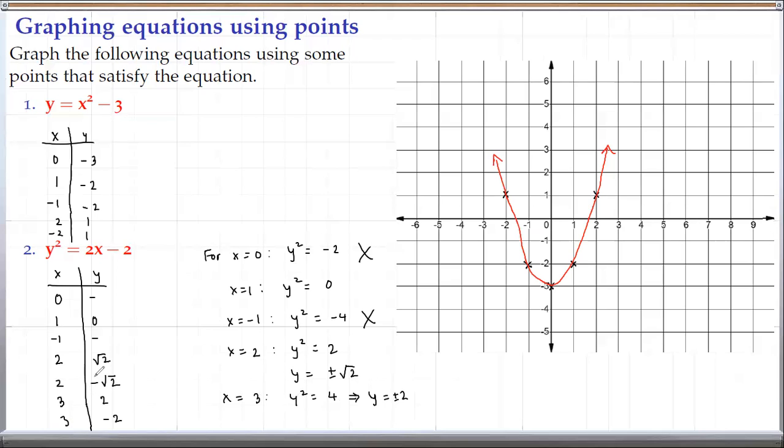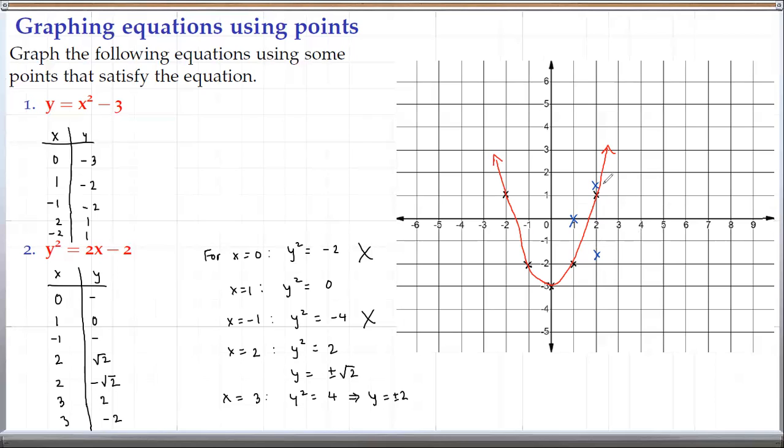So we got a few points. If you like, you can of course get more points, but let's try graphing with these points. All right, so the first point we have here is (1, 0). (1, 0) is right here. The second point is (2, square root of 2). Square root of 2 is about 1.4, so let's say it's over here. And the next point is (2, negative square root of 2), which would be over here.